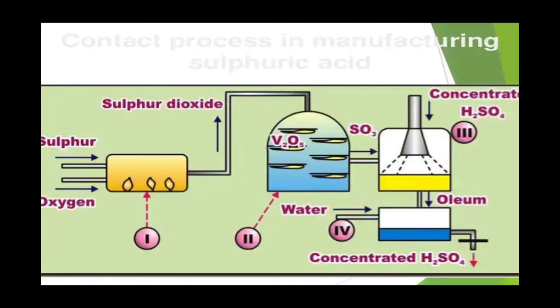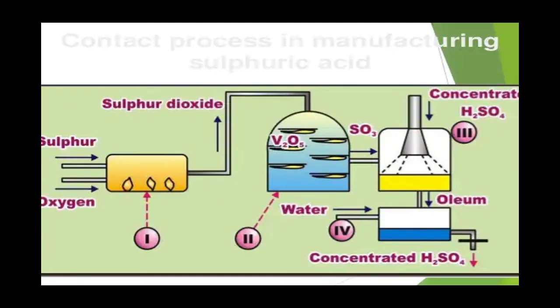Although sulfur dioxide reacts with oxygen to form sulfur trioxide, the reaction is exothermic, and the rate of flow of gases is adjusted to maintain the temperature at 450 degrees Celsius. What are the conditions? The optimum conditions are a temperature of 450 degrees Celsius, a pressure of 2 to 3 atmospheres, and the presence of a vanadium pentoxide catalyst.